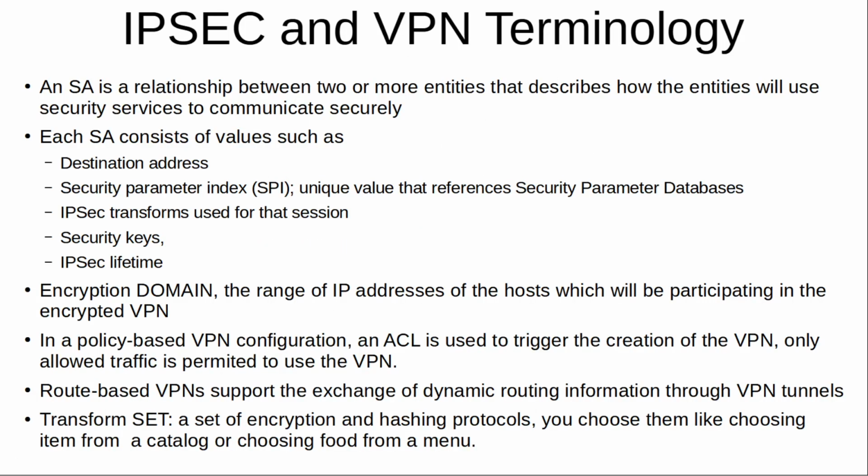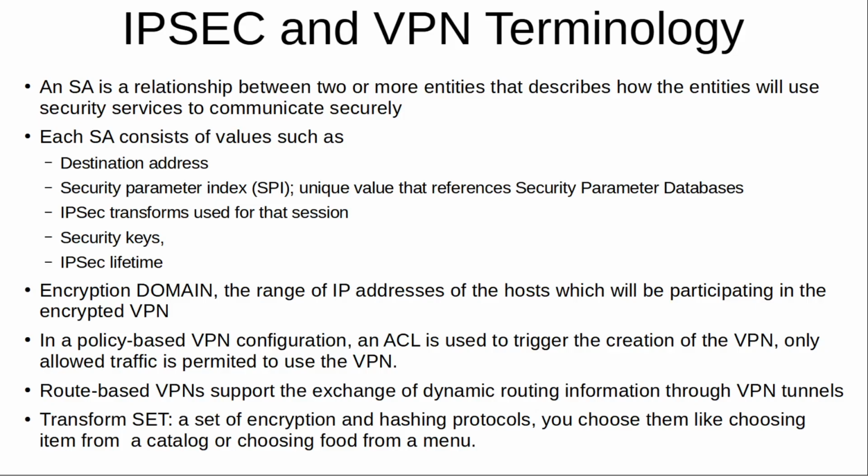There are other terms that you will come across when talking about IPsec and VPNs. A security association is a relationship between two entities, and it consists of values such as destination address, a security parameter index, or SPI, which is a hexadecimal unique value, the transform set, security keys, and IPsec lifetime. So when two devices agree to establish an IPsec connection between them, they will have to create security associations, which are a set of information about this session.